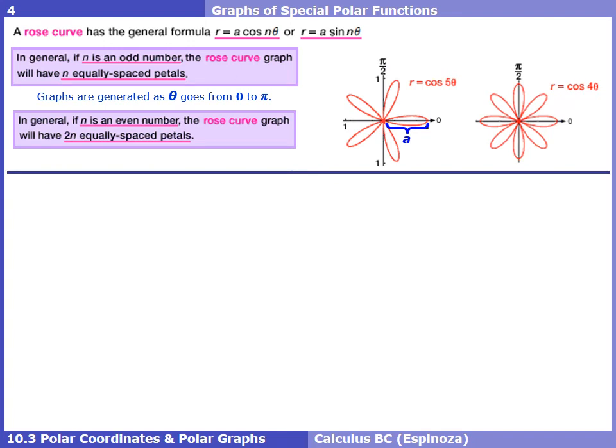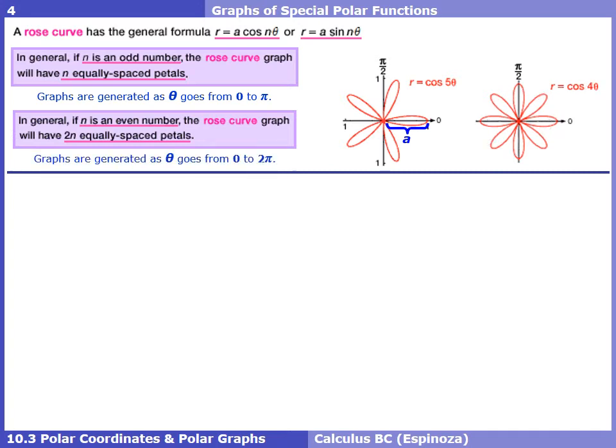If we have n being an even number, like we see here with cosine 4 theta, we're actually going to double the amount of petals. In other words, we'll have 2 times n equally spaced petals. So of course, if n is equal to 4, that should mean we have 1, 2, 3, 4, 5, 6, 7, 8 petals. And again, they're all equally spaced.